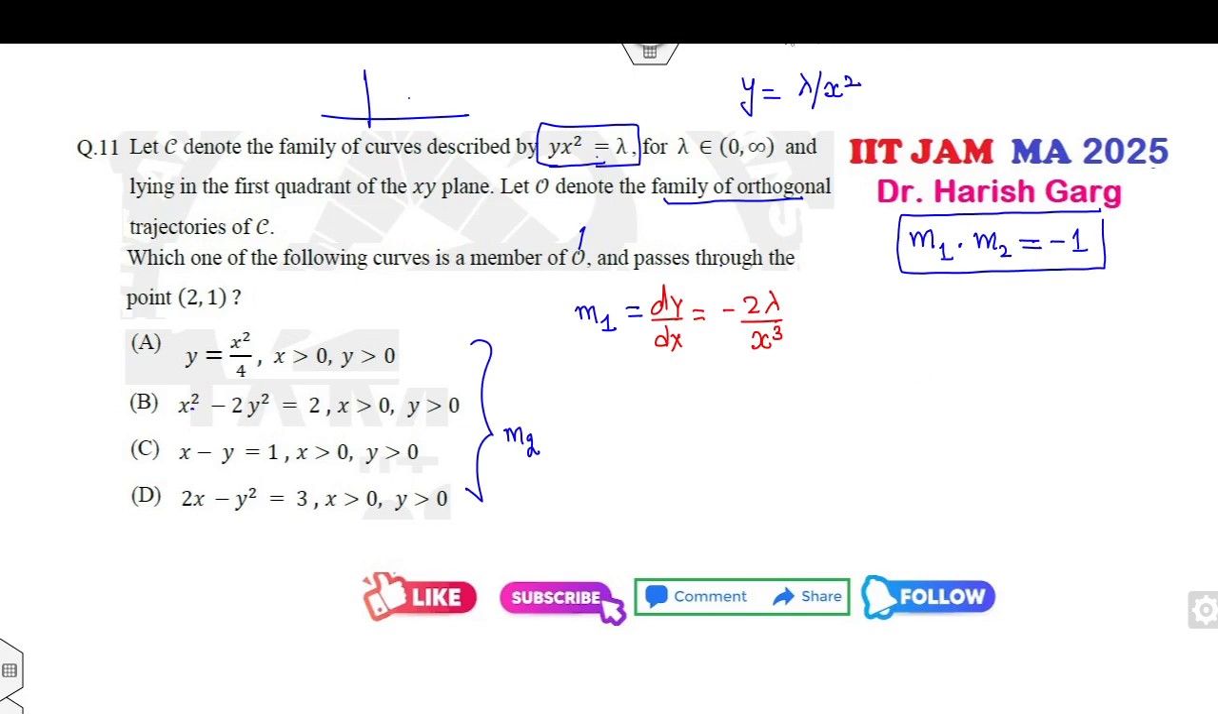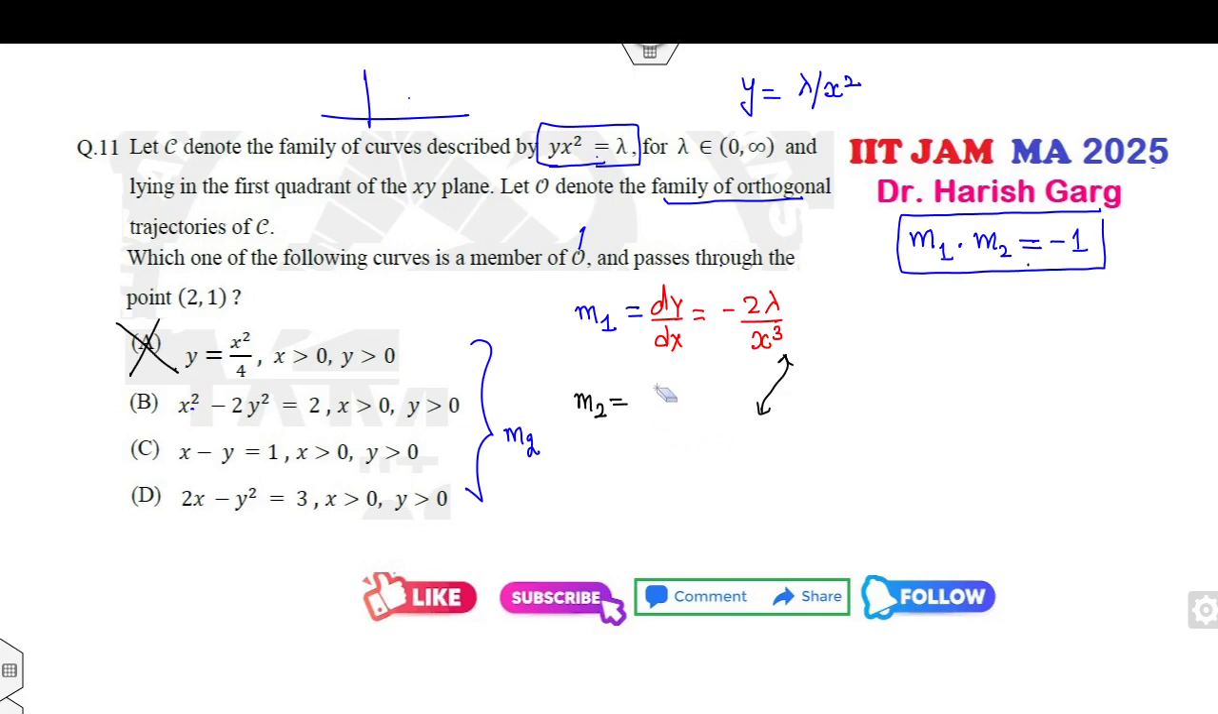Fine. Now look at the given options. Firstly, I can find the value of m2 from this case. What is the value of dy over dx? Which is x over 2. And clearly, if you multiply them, this equation is not satisfied. The first option is cancelled out.